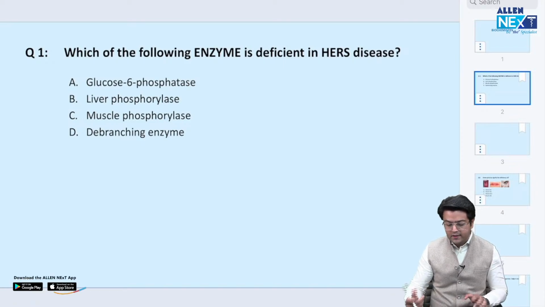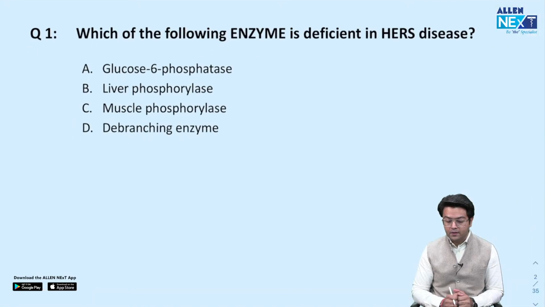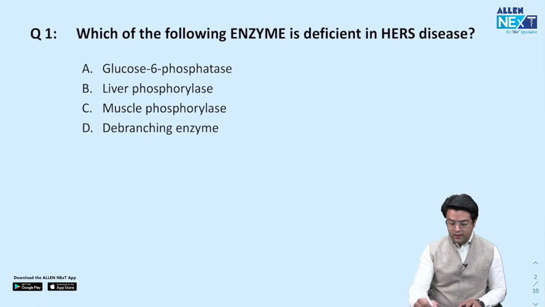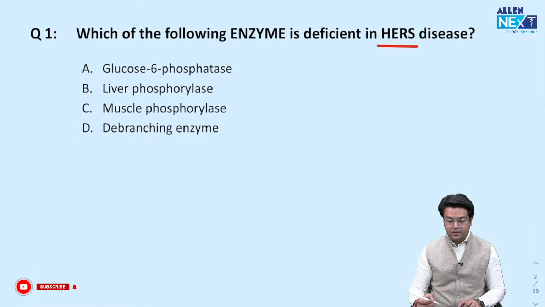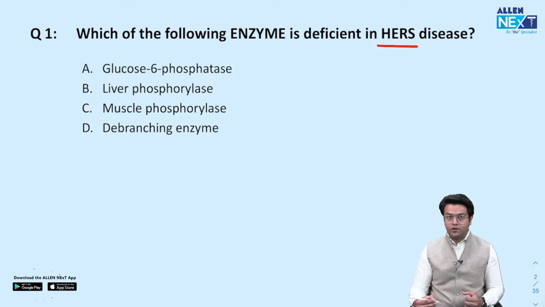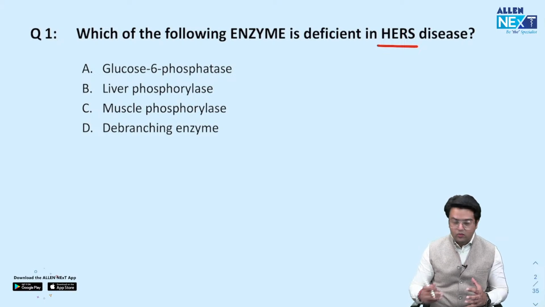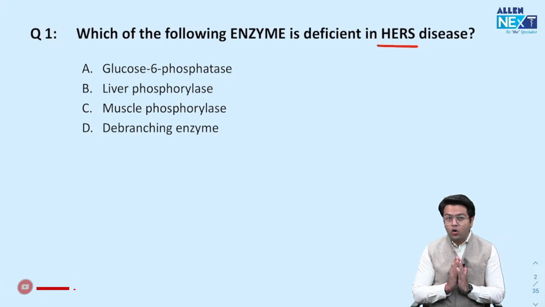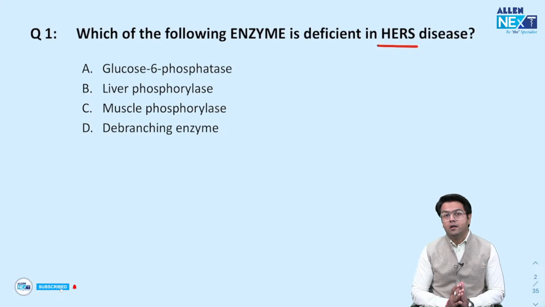So which of the following enzyme is deficient in Her's disease? Okay, Her's disease. So that is the enzyme that is deficient in the type 6 glycogen storage disorder, right? Okay, so I think this is one of the topics that you all have mastered already, right? That is glycogen storage disorders.